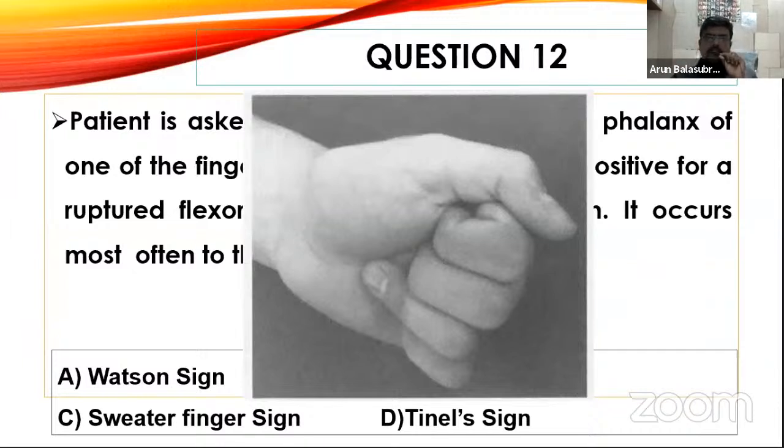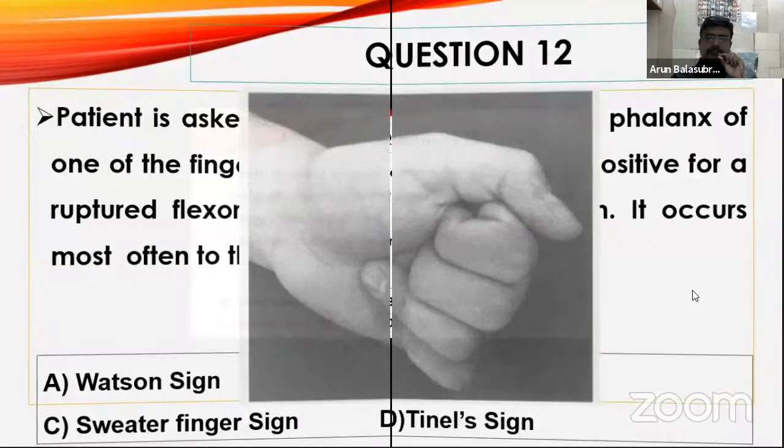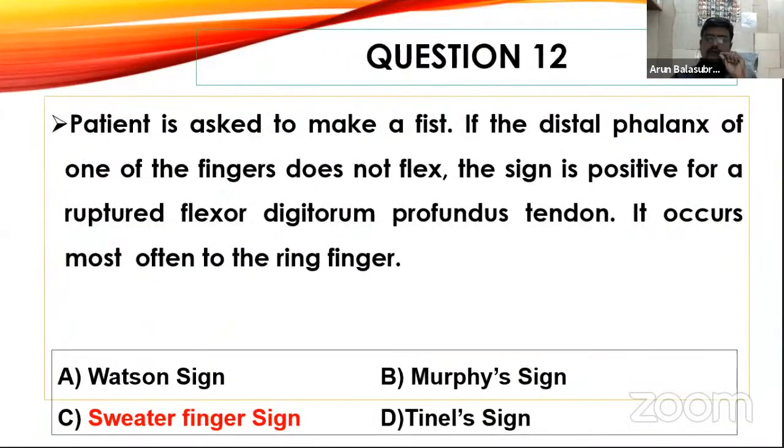Any correct answers? Try to work this out. See, Sweater finger sign. So this Sweater finger sign is correct. It's called a Sweater finger sign. I don't know why they gave it the name Sweater finger sign. Maybe the people who make sweaters might know about this whole thing.